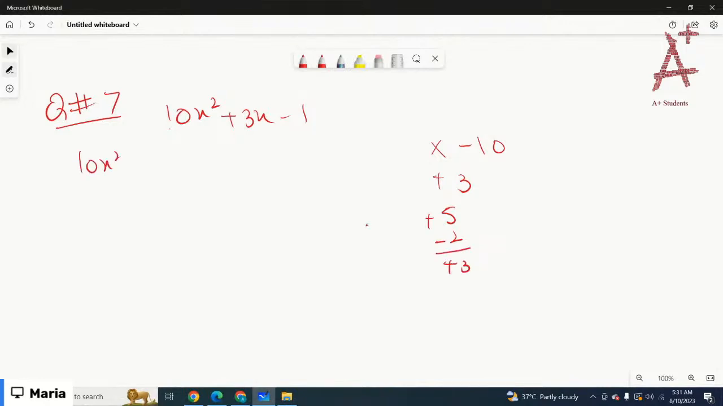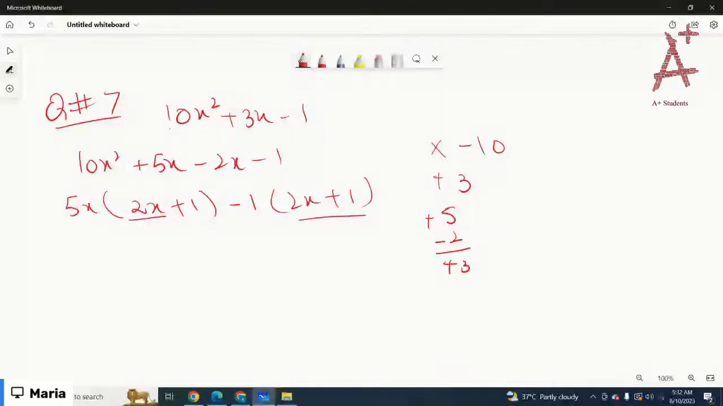10x squared plus 5x minus 2x minus 1. You can take 5x common here. You are left with 5 times 2 is 10, 2x plus 1. Then take minus 1 common, and you are left with 2x plus 1. So 2x plus 1 is common and you are left with 5x minus 1, right? So these are the factors.